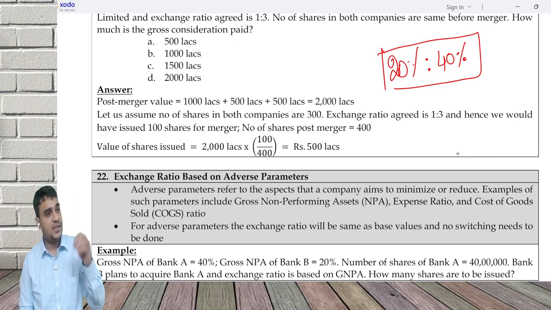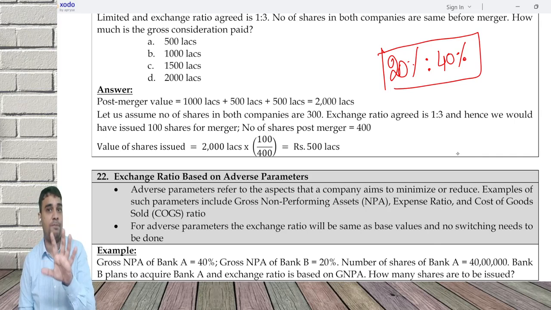20. So base values you wrote 20 is to 40. If you swap, it will become 40 is to 20. By swapping, you are saying if you have bad NPA, I'll give you more shares. By swapping, you are telling the other company that if you increase your NPA percentage, I'll give you more shares.